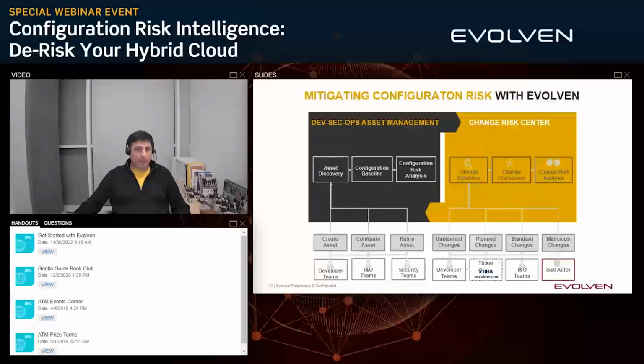Evolven integrates its technology with existing enterprise IT processes and tools, to add a single pane of glass into configuration and changes, to automate configuration risk analysis. But what's important for us, we don't need to re-engineer the existing practices. That's why we connect to them in such a way that we enrich, we add additional capabilities, we protect, we optimize, we automate this process, but we don't need to re-engineer them.